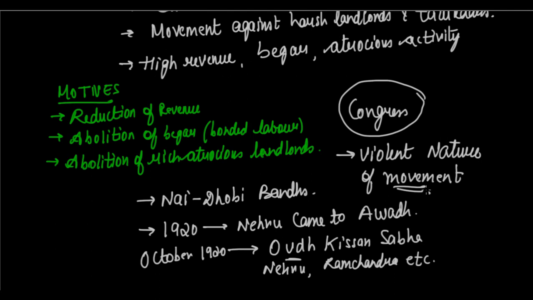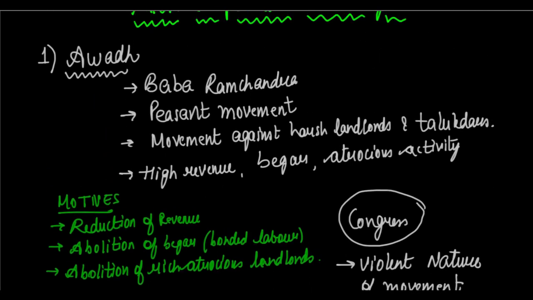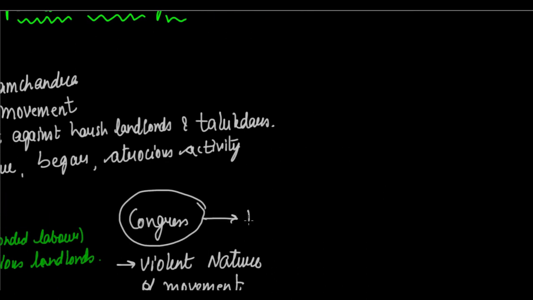People started attacking talukdars' houses, zamindars' houses, took over granaries, and looted bazaars. Again, Congress was led by Mahatma Gandhi, and Mahatma Gandhi was a peace-loving person, an ahimsavadi person. So when this movement turned violent in Awadh, the Congress was unhappy. And hence, ultimately, what happened? The Congress distanced itself from the Awadh movement.